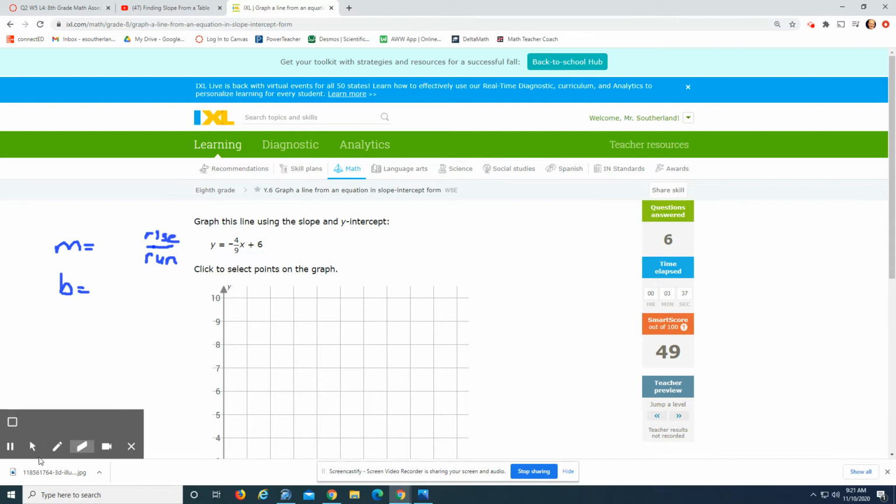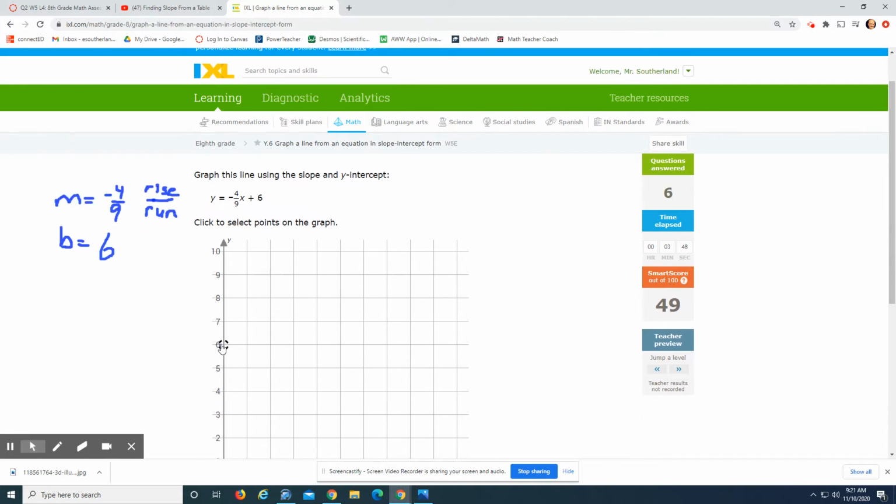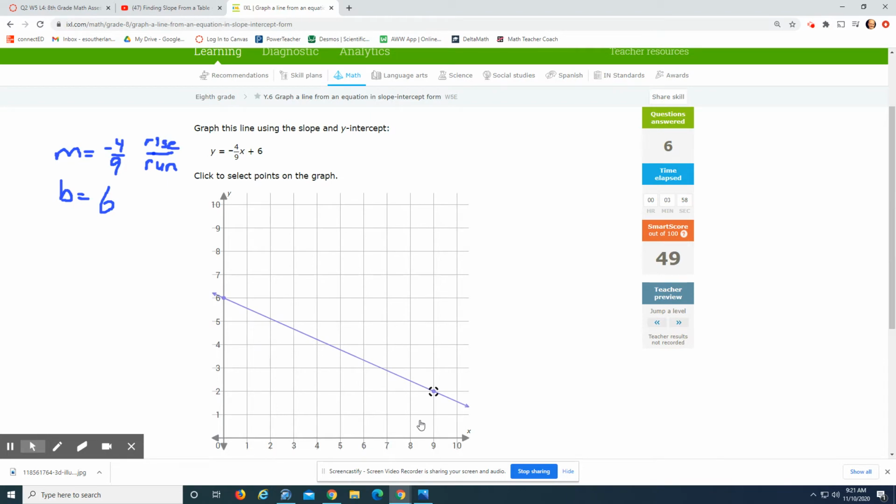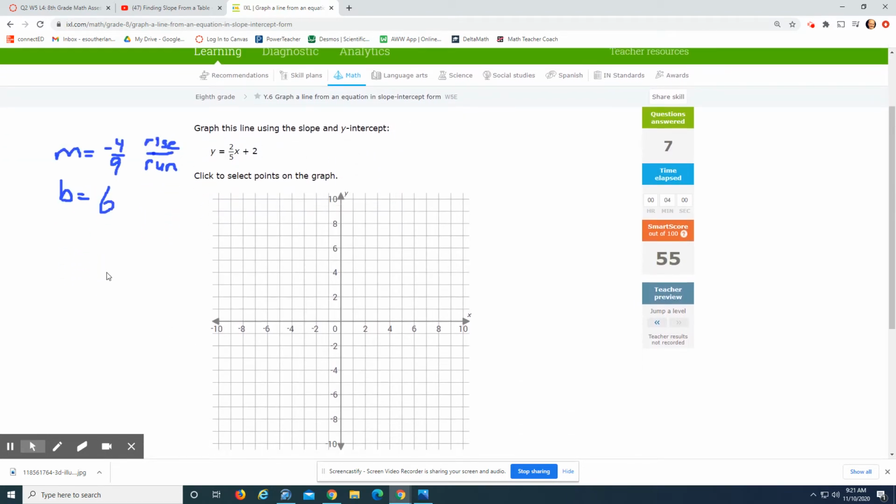So this tells me that my intercept is 6, and the slope is negative 4 over 9. And so then I start at 6, go down 4, 1, 2, 3, 4, then 1, 2, 3, 4, 5, 6, 7, 8, 9. And I just keep doing the same thing over and over again. The y-intercept tells me where to start.